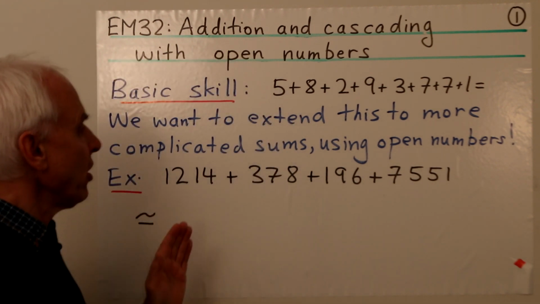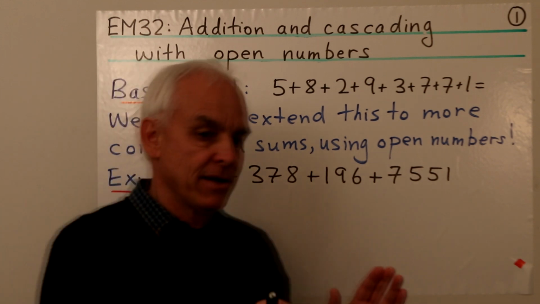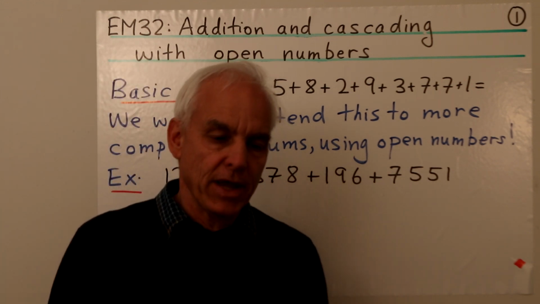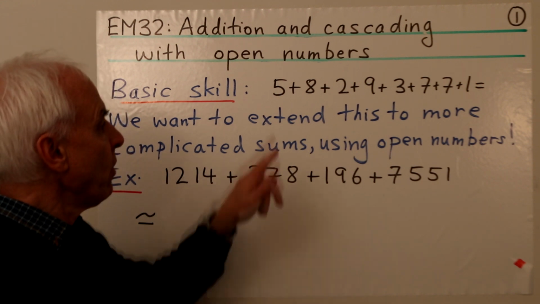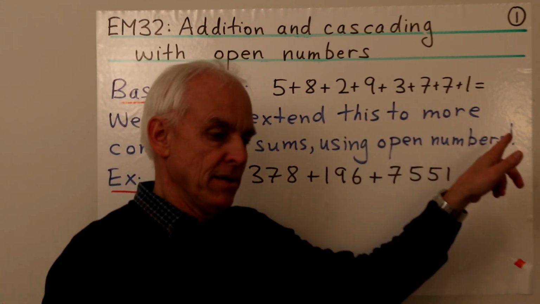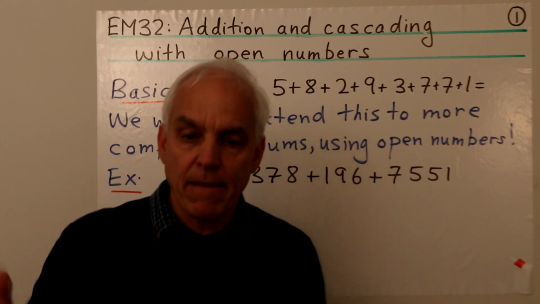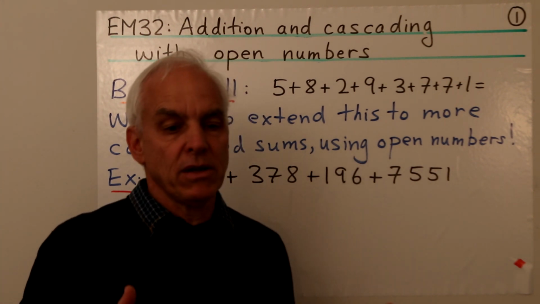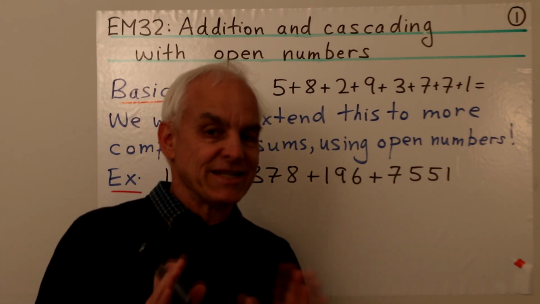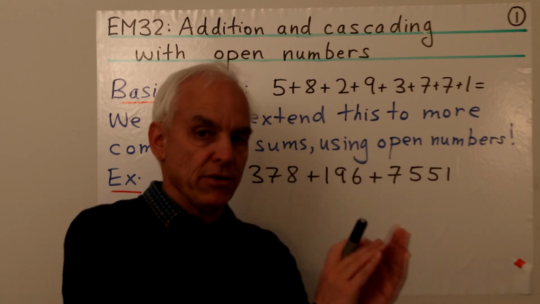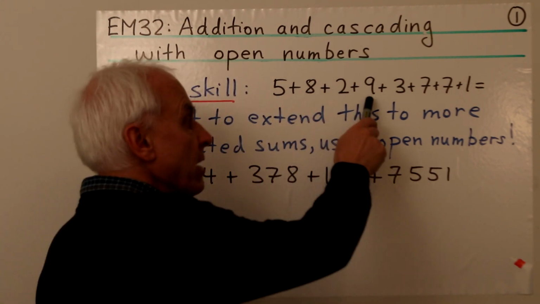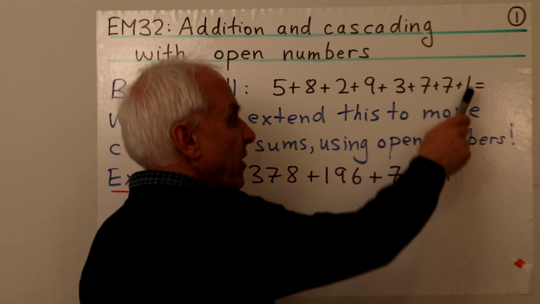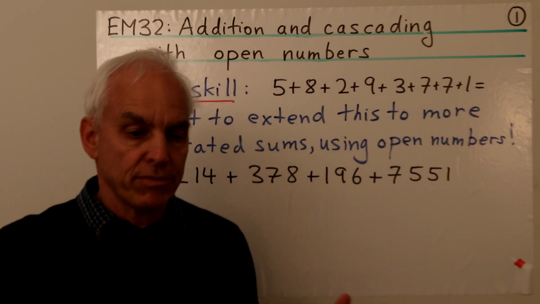Okay, so let's start with reviewing the basic addition skill, which is really fundamental for everything that we do in arithmetic, which is to be able to add a series of numbers, each of them between 0 and 9. So just single digits, one after the other. For example, 5 plus 8 plus 2 plus 9 plus 3 plus 7 plus 7 plus 1. We want to sum that up.